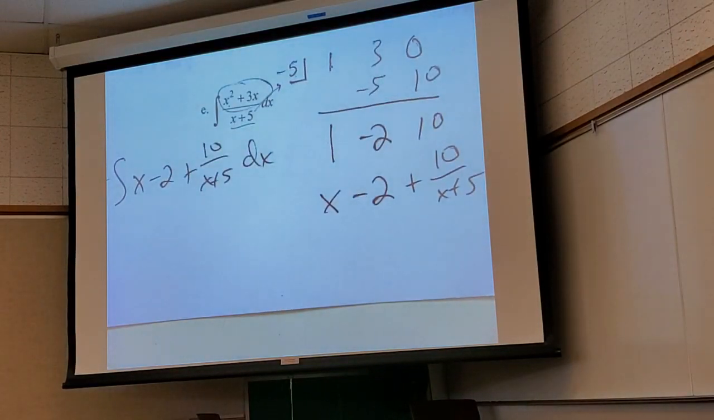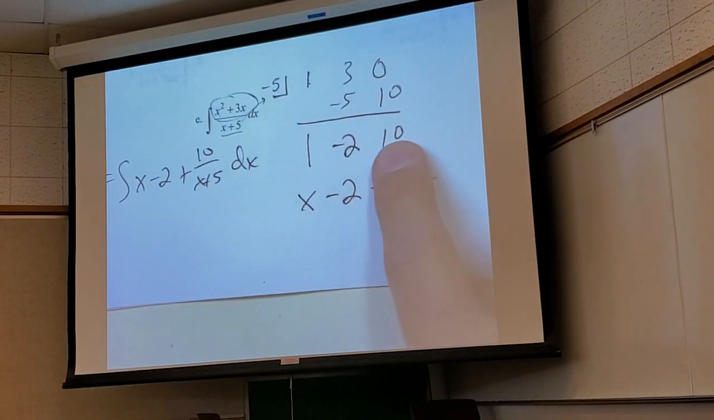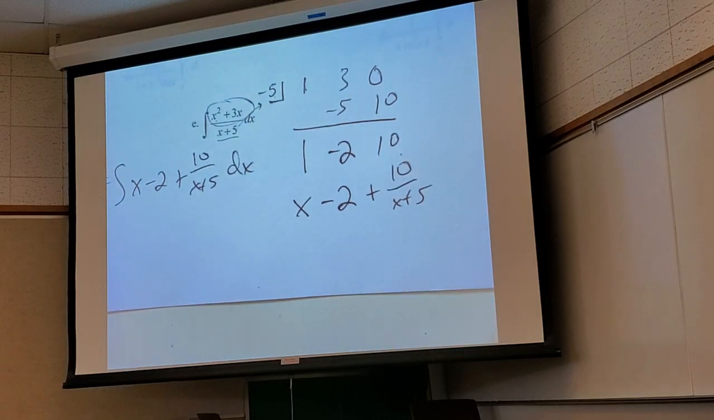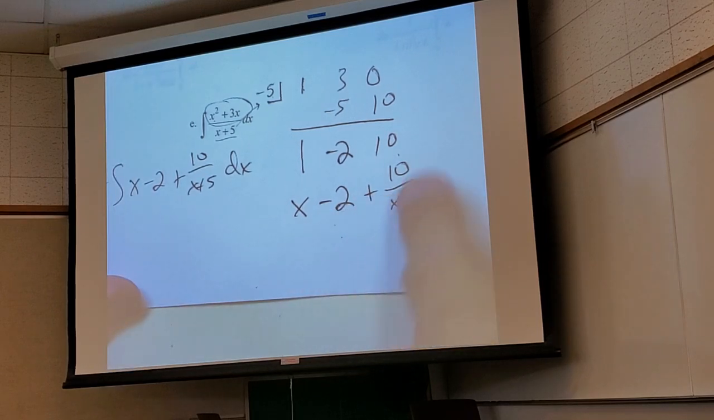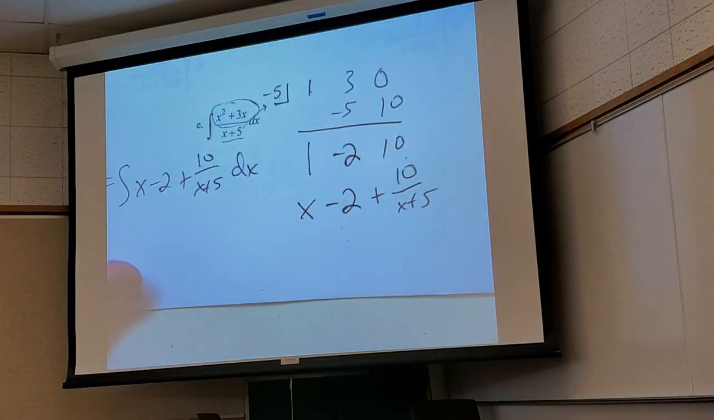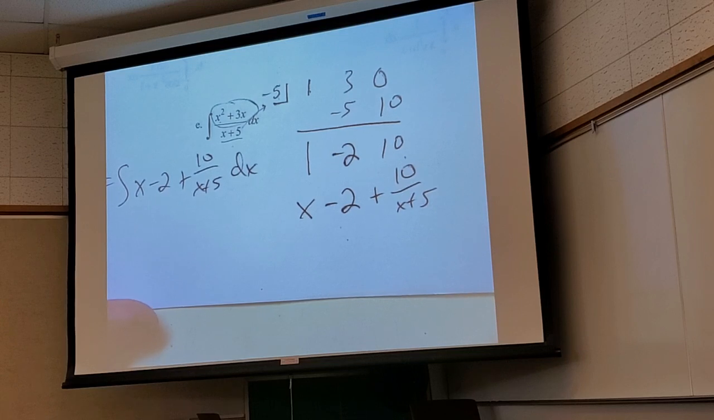Now, why is it 10 over x plus 5? Because that's the remainder. Oh, that's right. It's sort of like 7 goes into 8 once with 1 left over, so it'd be 1 and 1/7, right? So this is this and 10 over x plus 5, same exact way. So the last one is always the remainder.